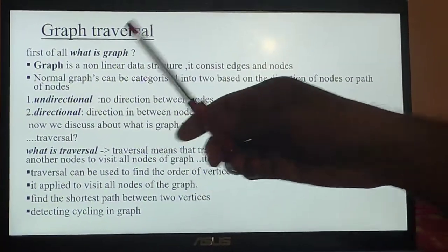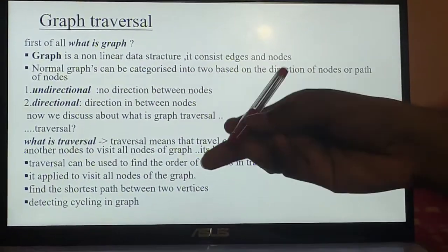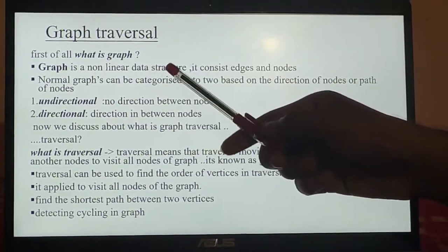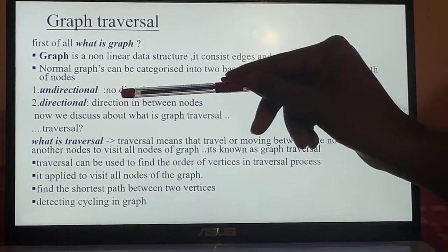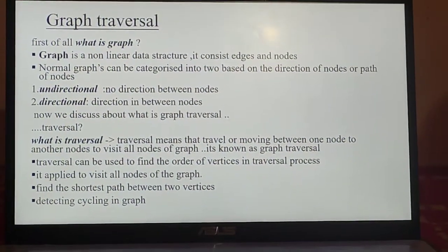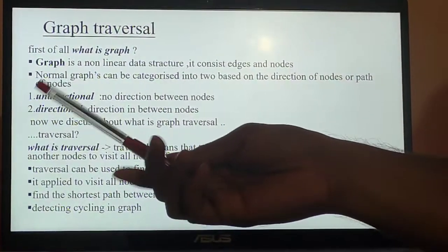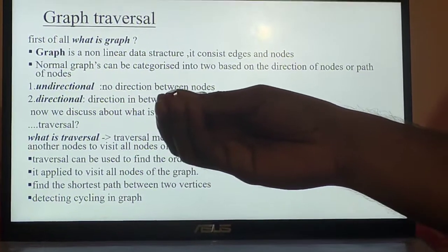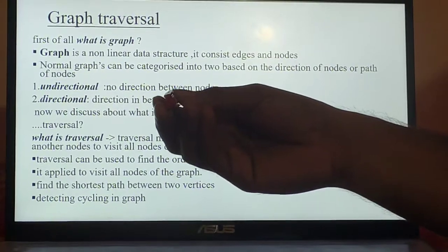Graphs can be categorized into two types based on the direction of the paths between nodes. The first one is undirected and the second one is directed. The undirected graph has no direction between nodes. Now I will explain it.